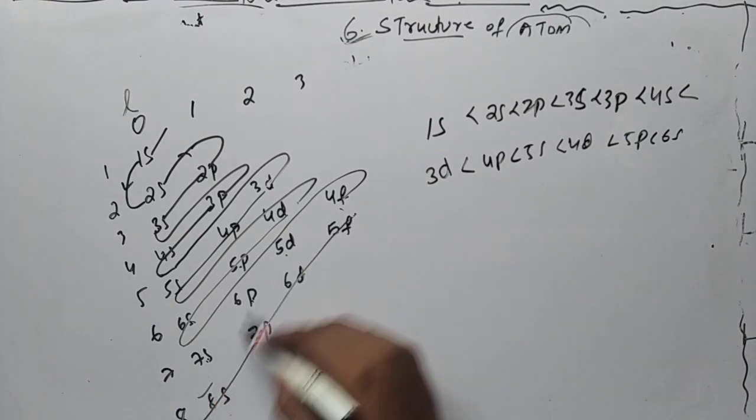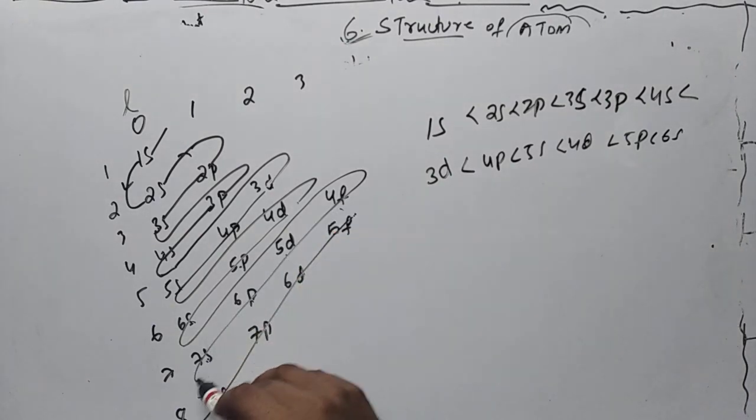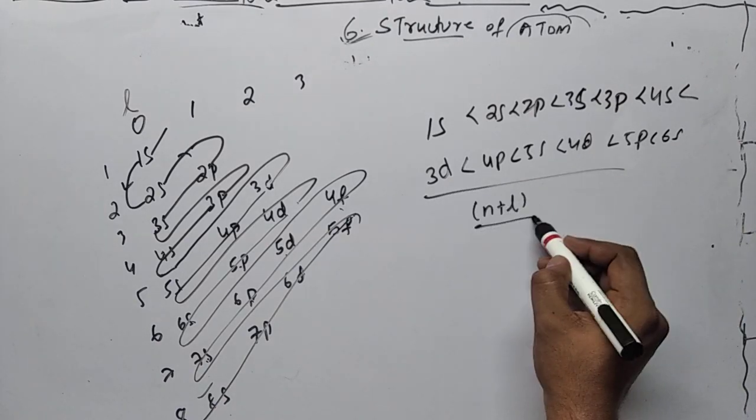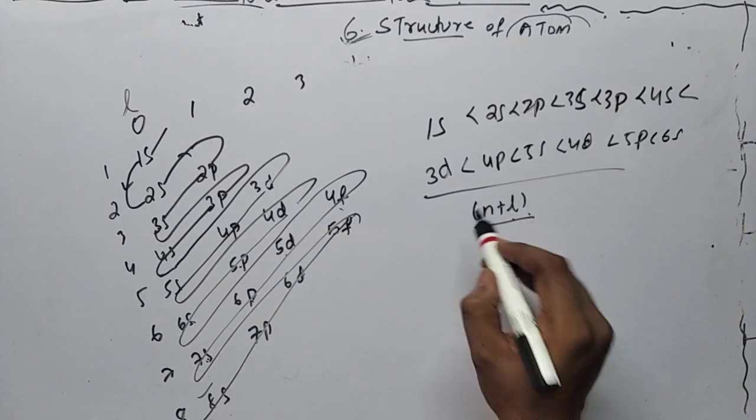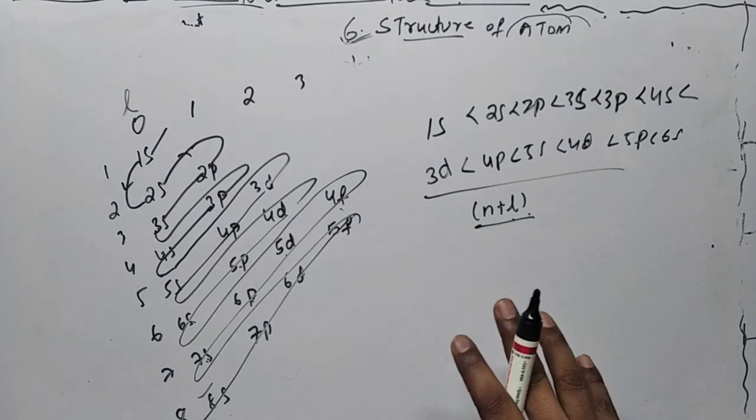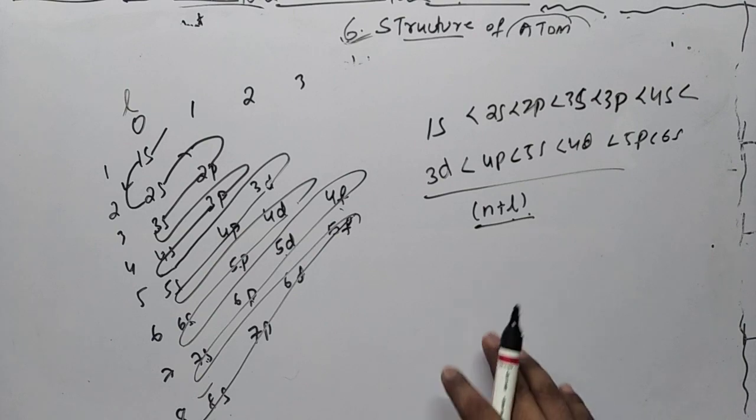సో ఇది ఆర్డర్. ఓకే, సో ఇన్ దిస్ వే యూ కెన్ రైట్ ద order of increasing n plus l value, as per the Aufbau principle. In the next video I will be explaining the Hund's rule and how to write the electronic configuration.